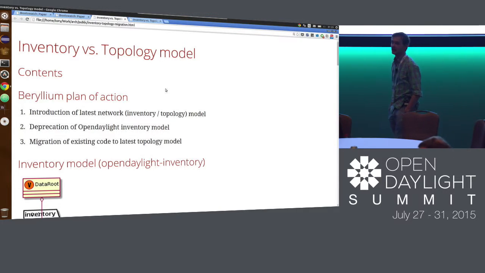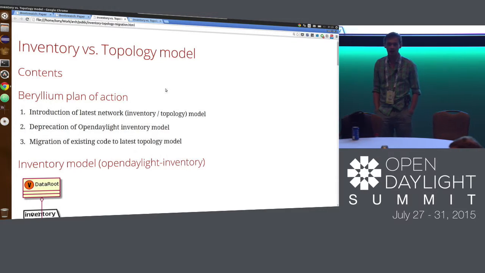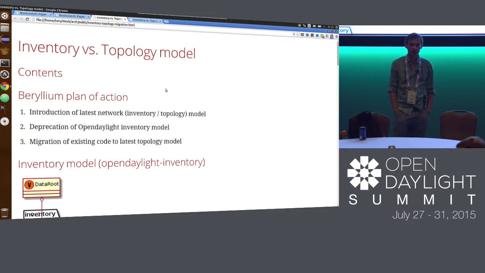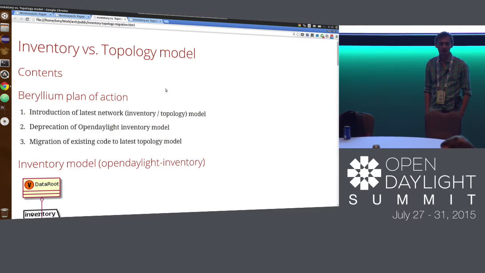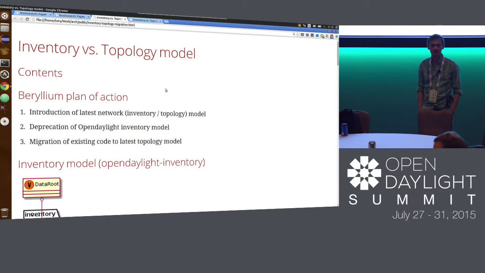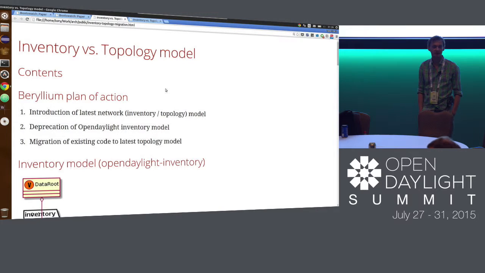Historically, OpenDaylight has 2 models for protocol plugins available. 2 common models which protocol plugins may use. One is the inventory model. How many of you have used OpenFlow in OpenDaylight? Or the OpenFlow models in OpenDaylight? Show of hands. How many of you have used the Topology model in OpenDaylight?